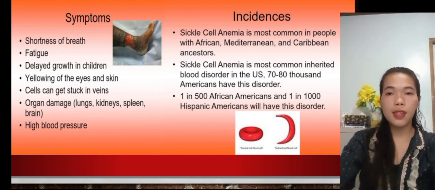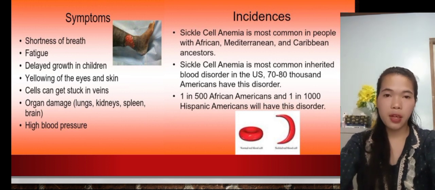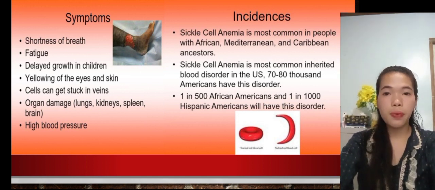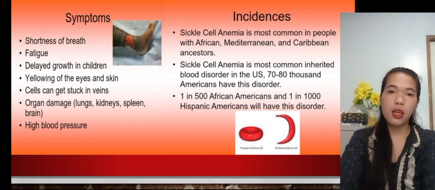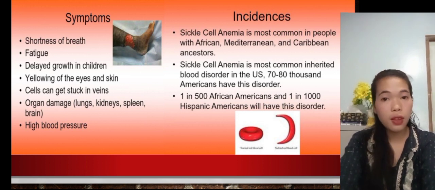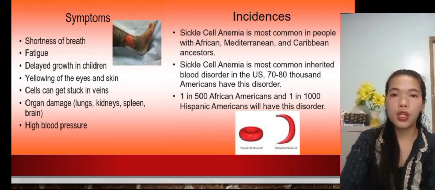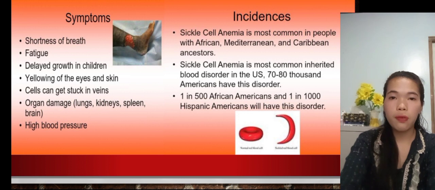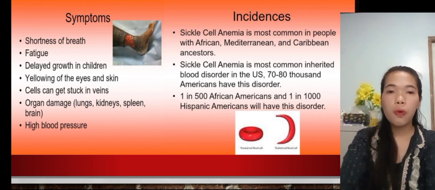The next is incidence. Sickle cell anemia is most common in people with African, Mediterranean, and Caribbean ancestors. It is one of the most common inherited blood disorders in the US. Seventy to eighty thousand Americans have this disorder. One in 500 African Americans and 1 in 1,000 Hispanic Americans will have this disorder.